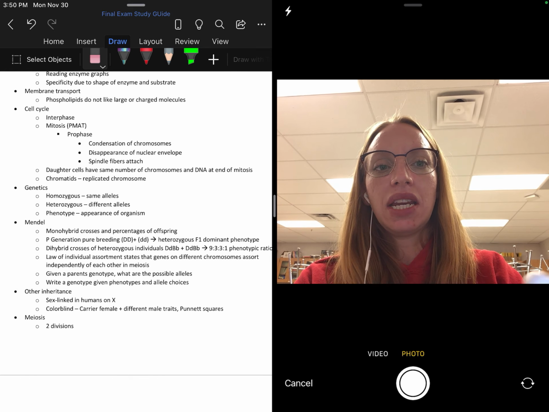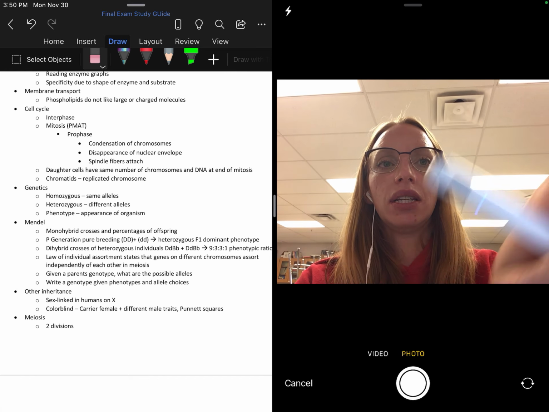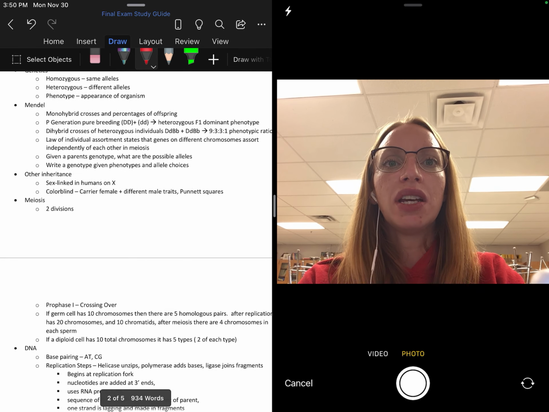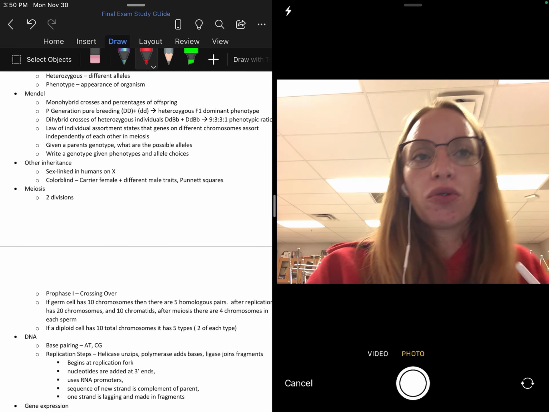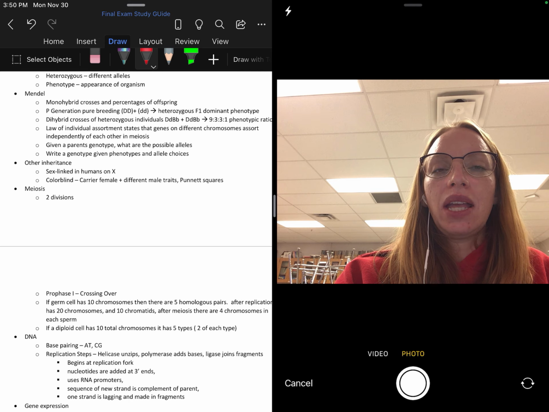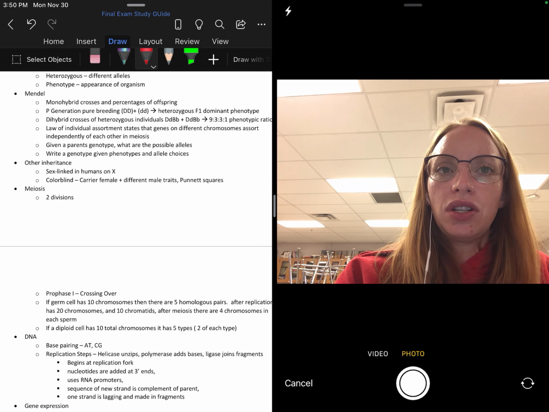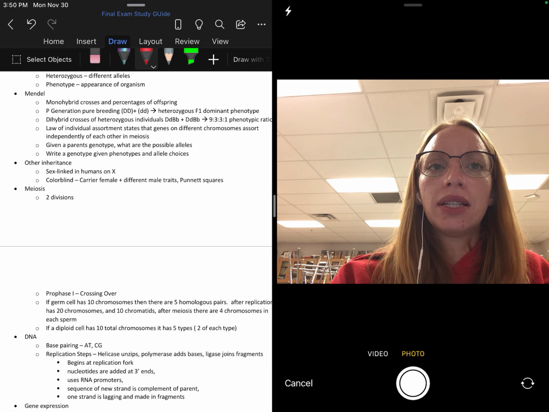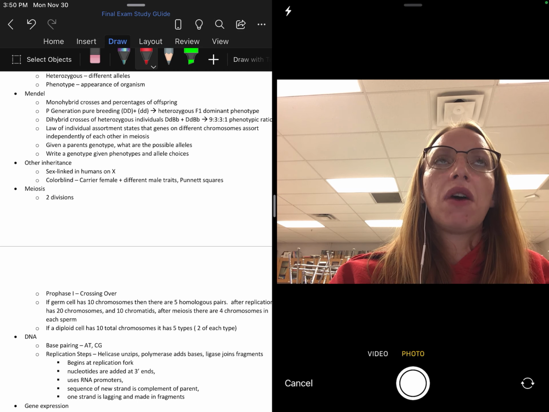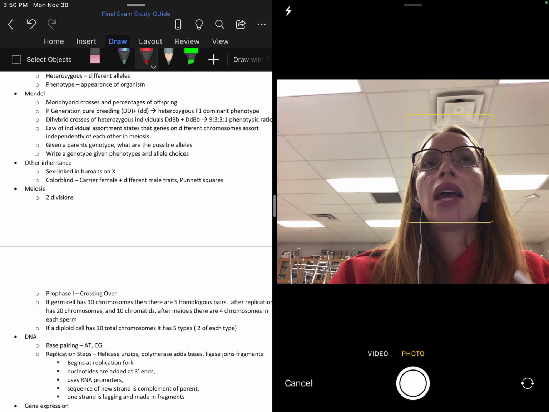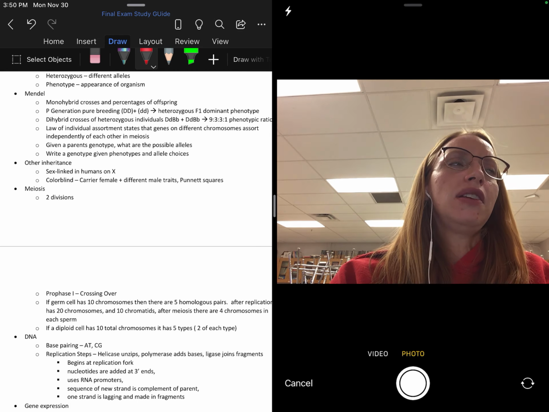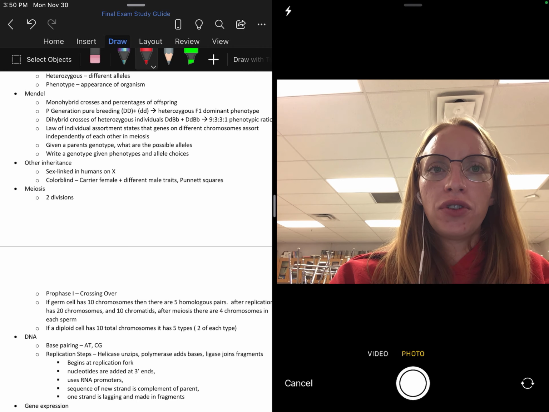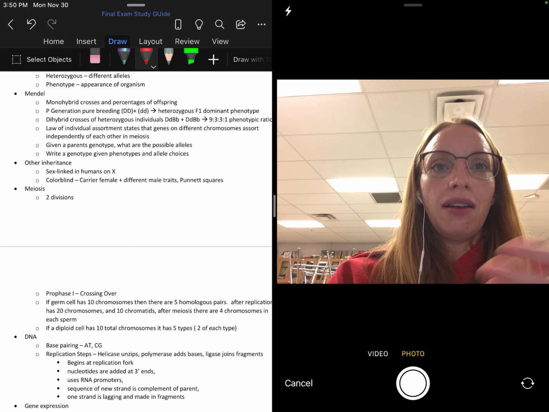Now, I don't have any kind of crazy crosses on this one as I did on the other one, so it's basically just multiple choice picking out answers, but you have to use your knowledge to do so. So you need to know about monohybrid crosses and percentages of offspring. So if I would say you have an individual that's heterozygous for a trait and an individual that's homozygous dominant for a trait, what percentage of offspring would exhibit the dominant trait? You'd have to be able to figure that out.